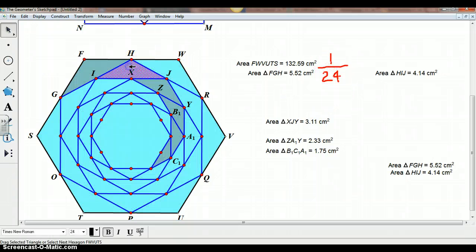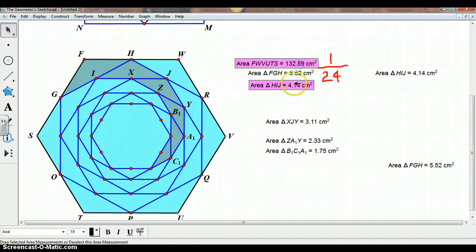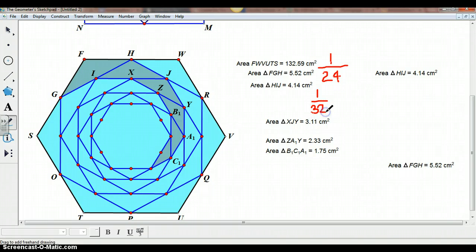Next we'd move to finding HIJ, right there, and we do the same thing. We divide 132.59 by 4.14, and we get another one, 1/32nd, because we get the number 32.026, which we can round down to just about 32. You continue doing that, and then you need to find out what the relation is between 24 and 32. The next one is actually 43, and then it goes 57, and then 76.